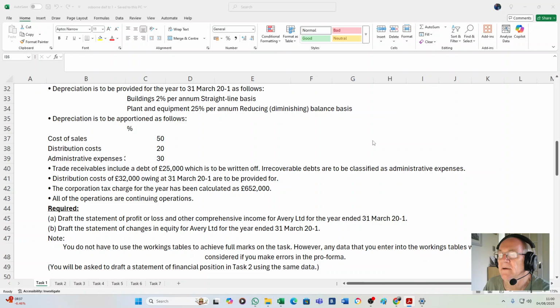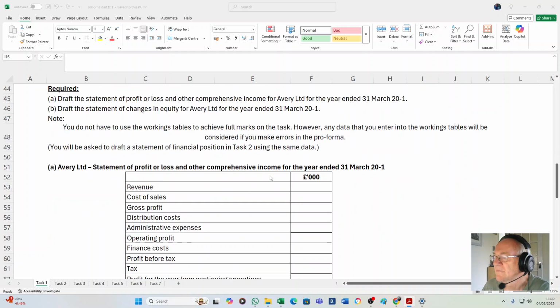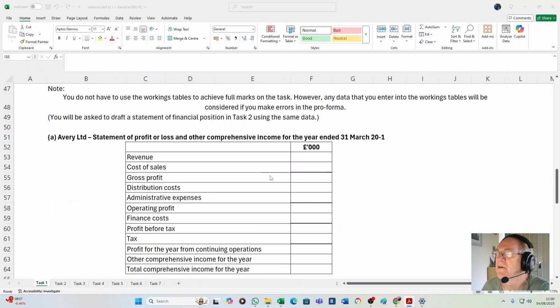And we've got the calculations, and then we're going to apportion depreciation, quite common. We've got an irrecoverable debt to be written off, and we've got an accrual on distribution costs and corporation tax charge, and then we're going to continue the operations. So okay, so let's get going on the questions. Right, revenue.